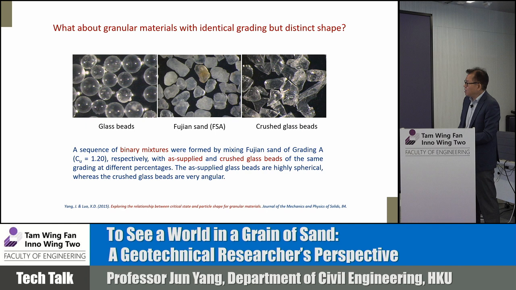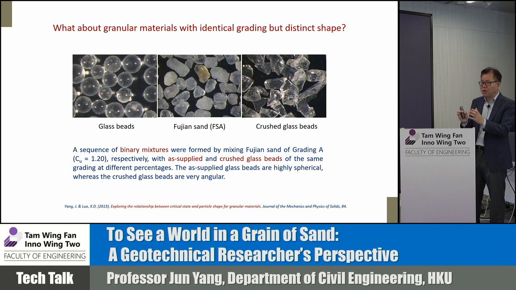So we prepare a sequence of binary mixtures by mixing Fujian sand of a particular grading, here we call grading A, with supplied glass beads and crushed glass beads of the same grading, but at different percentages. As you can see here, the supplied glass beads are highly spherical and rounded, but the crushed glass beads are very angular.